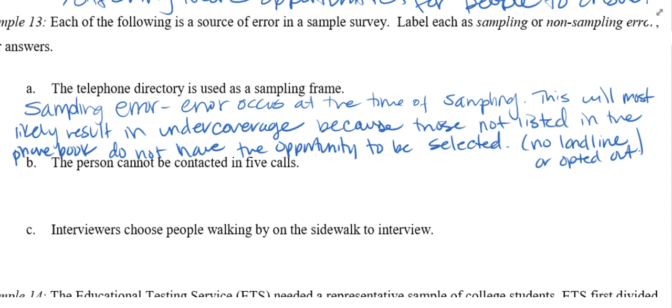Okay, part B, the person cannot be contacted in 5 calls. So they were selected to be in the sample, you've contacted them, you've called and called and called 5 times and they won't answer the phone. Is this considered a sampling error or a non-sampling error? So let's think about this. The person was selected to be in the sample. So we've already done that. And now you're trying to get information from them. So this is not a sampling error. This is a non-sampling error. The error is occurring because people are refusing to cooperate. They were selected to be in the sample and then now they're not cooperating. So this is a non-sampling error.